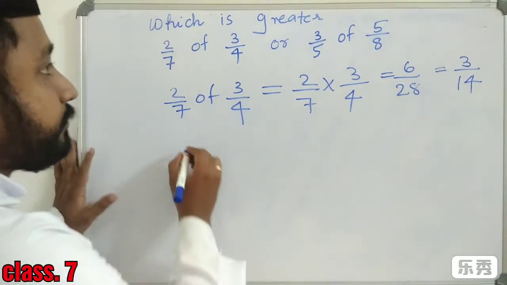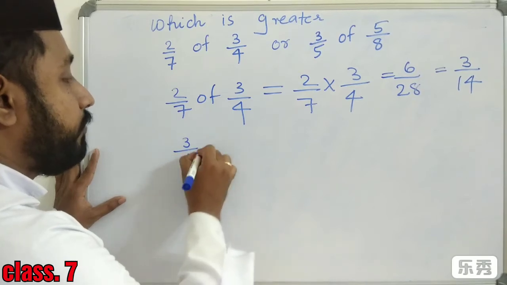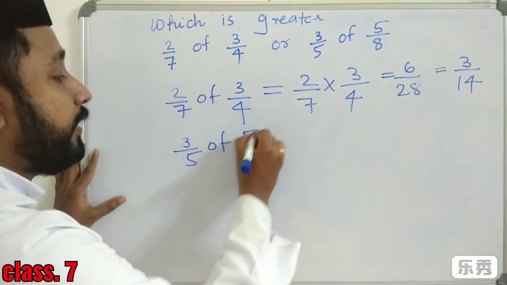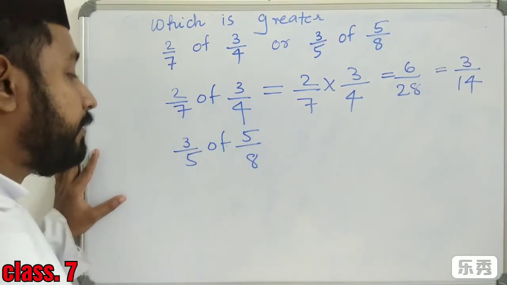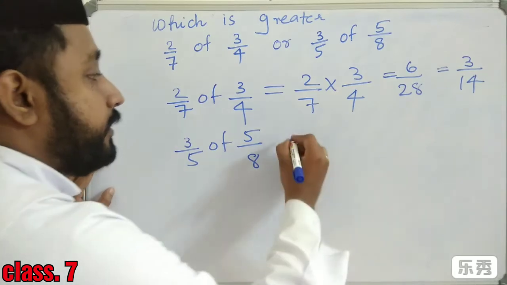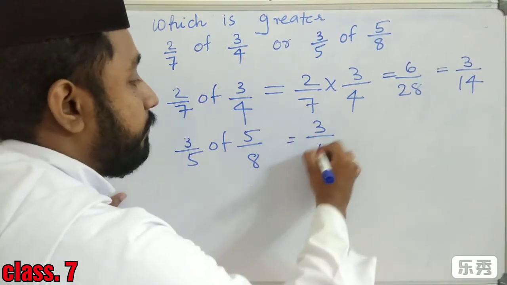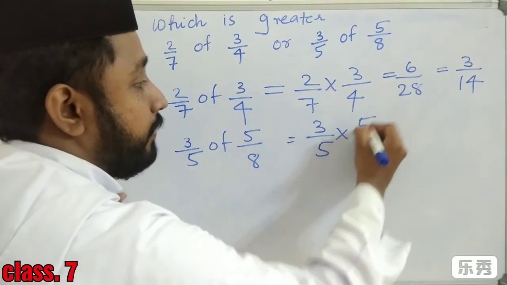Second one, 3 by 5 of 5 by 8, which is equal to 3 by 5 into 5 by 8.